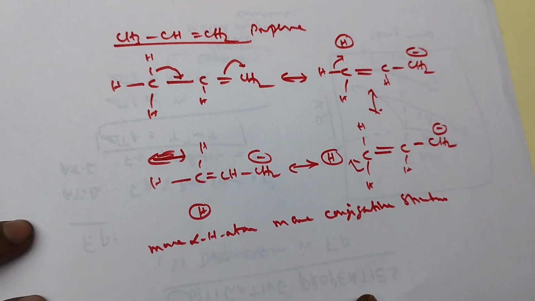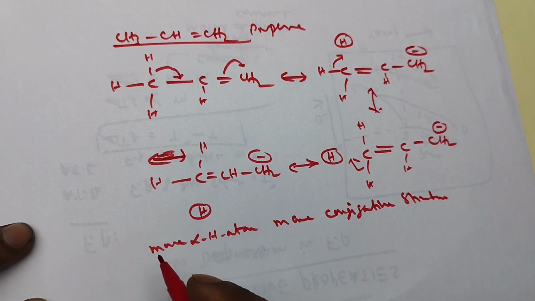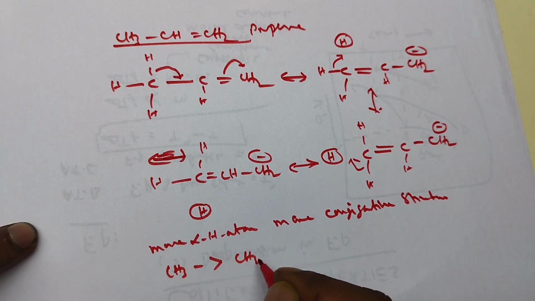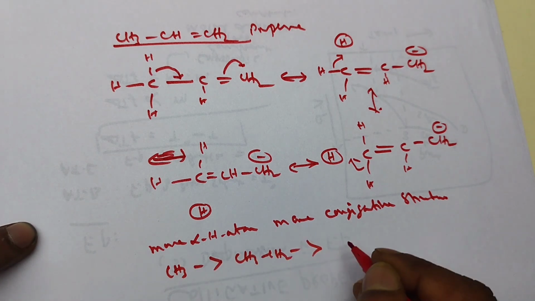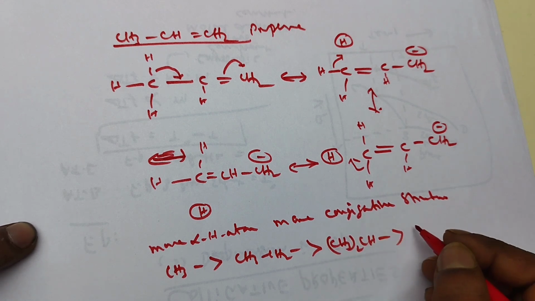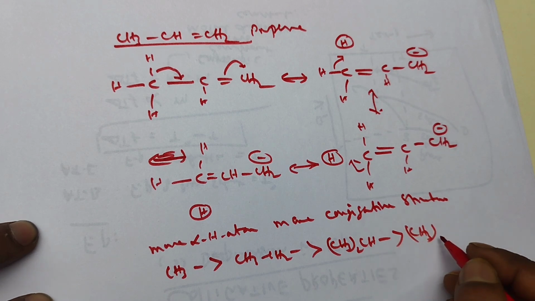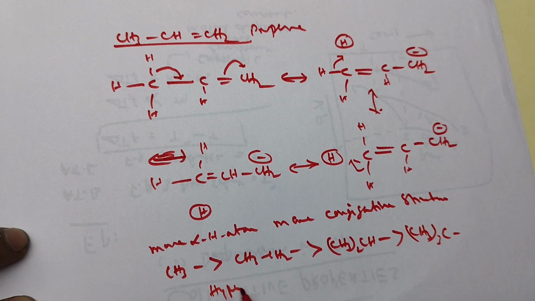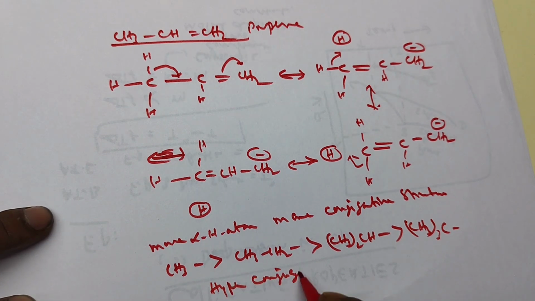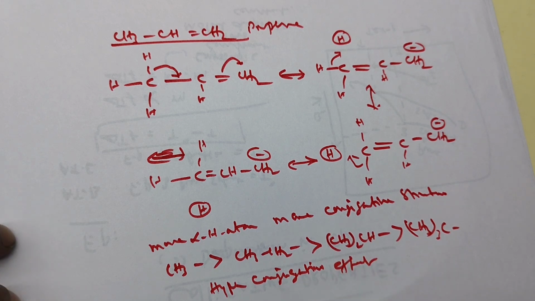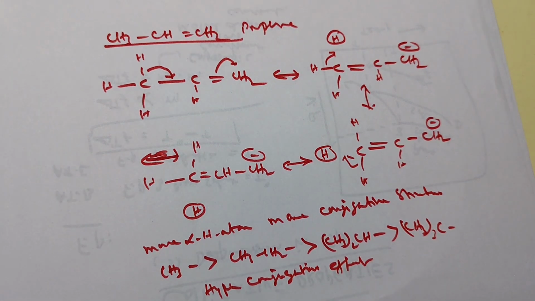Thus the order of hyperconjugative effect decreases in the order: first CH3 is greater than CH3CH2, the ethyl group, which is greater than (CH3)2CH, isopropyl, which is greater than tertiary (CH3)3C. So this is the order for the hyperconjugative effect, just the reverse of the inductive effect. Hyperconjugative effect in the decreasing order.